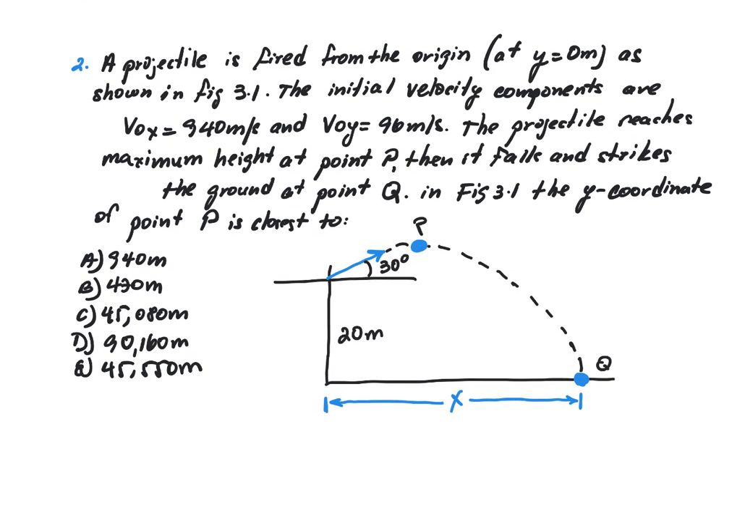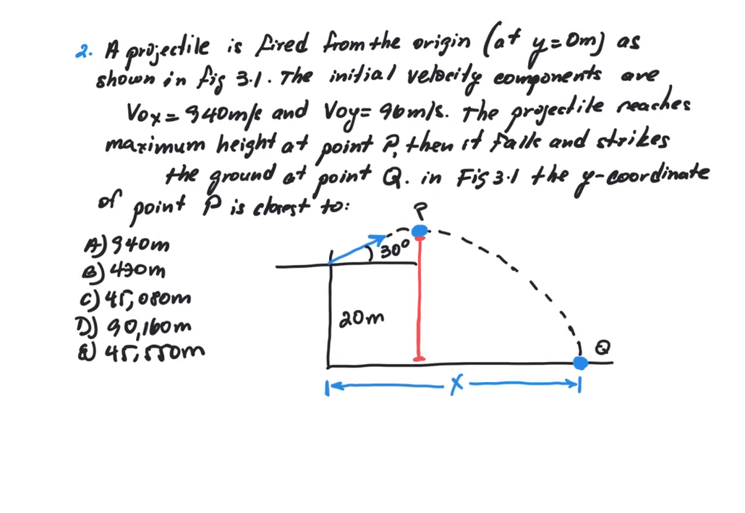Alright, so question 2 says, for chapter 3, the projectile is fired from the origin at y equals 0 meters, as shown in figure 3.1. The initial velocity components are, for x, 940 meters per second, and for the y direction, 96 meters per second. The projectile reaches maximum height at point P. Then it falls and strikes the ground at point Q. In figure 3.1, the y coordinate of point P is closest to... So in essence, we need to find the height of point P.